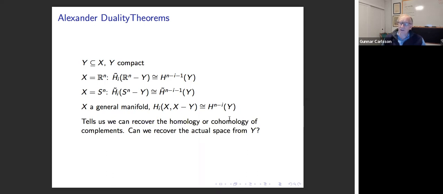Okay, so now here's a question then. All right, fine. So we've recovered the homology or cohomology of the complements, but it's kind of a long step from there to being able to optimize within any path space and so on. We probably need to know the actual space. We need to recover the actual space from Y.